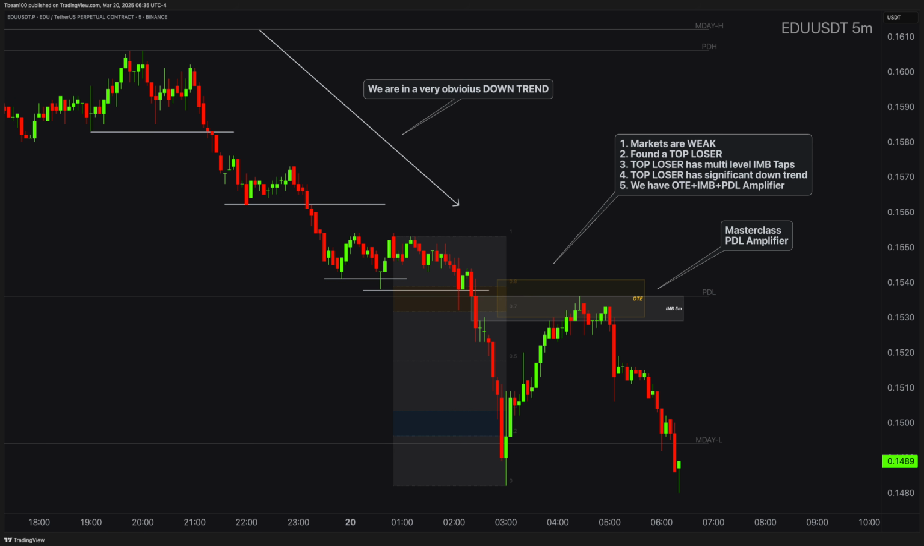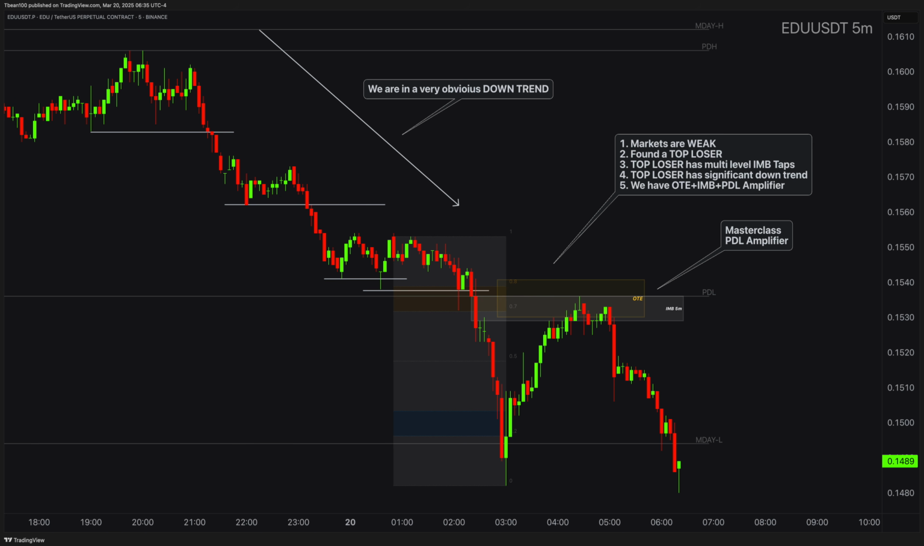1. Today is a weekday. 2. This coin is a top loser coin. 3. We found 3 multi-level imbalance taps. 4. We also know that this coin is in a strong downtrend. Finally, we know that price is in the optimal entry area with inner imbalance, and all of this is supported with a masterclass level amplifier. So what is next?